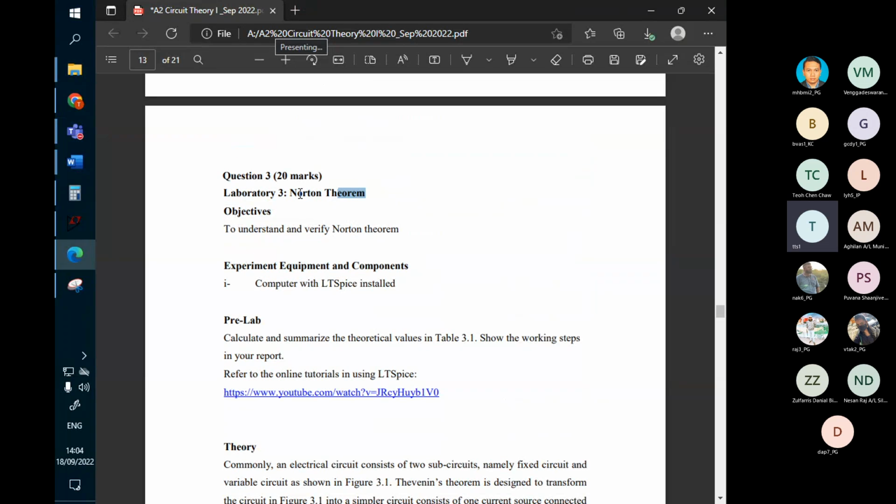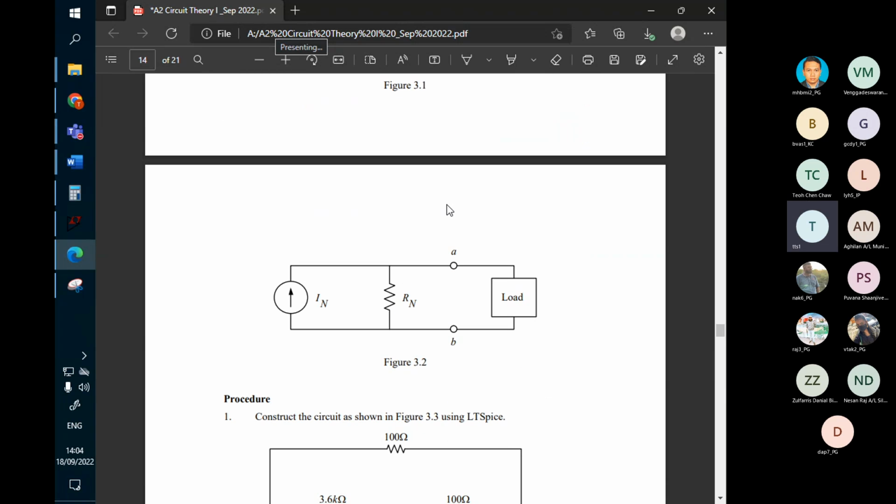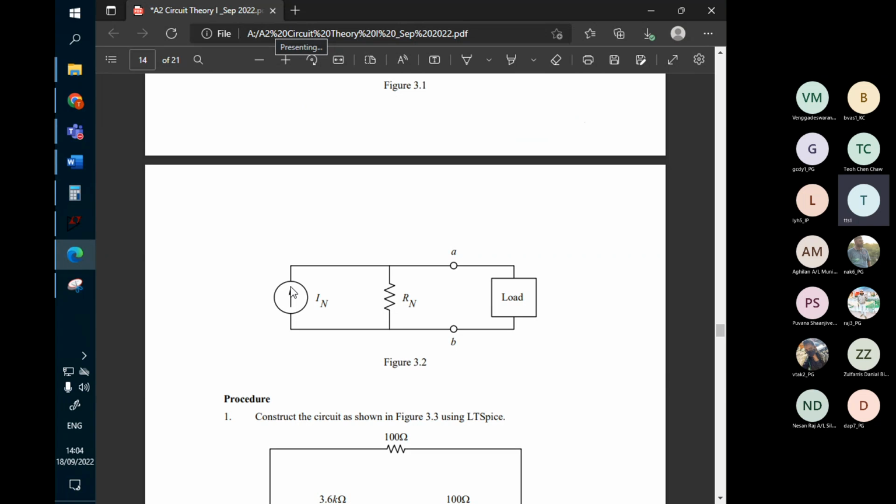Q3 is another alternative to Thevenin. It's called the Norton theorem. Norton theorem is slightly different. I think it's quite opposite. Instead of just focusing on the voltage and resistance, Norton will look at the current and resistance. And if you try to see the difference here, Norton would start with the current source instead of the voltage source, and for the Norton, the resistance is in parallel.